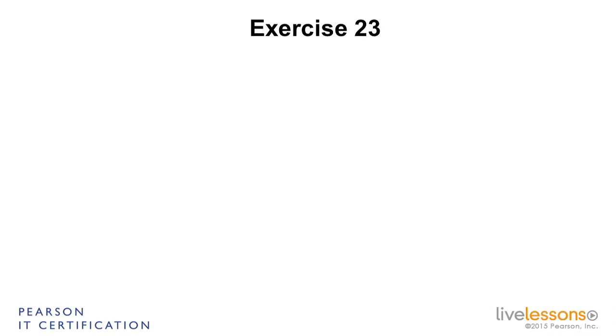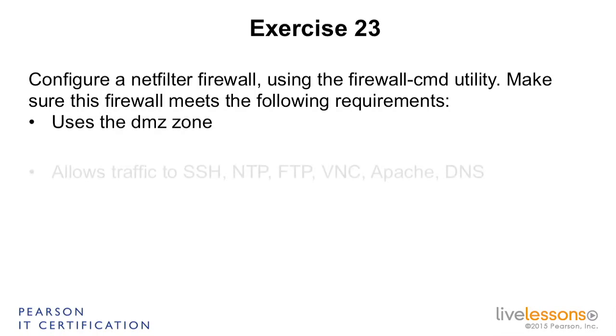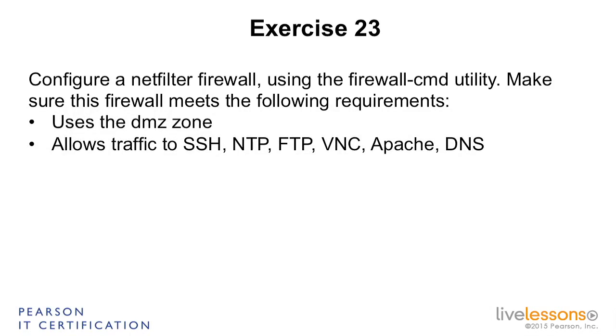So now that you know how to configure a firewall, let's do an exercise. In the exercise, I would like you to configure a netfilter firewall using the firewall-cmd utility and make sure this firewall meets the following requirements. It uses the DMZ zone and it allows traffic in the zone to SSH, NTP, FTP, VNC, Apache and DNS. And that should give you a working firewall to protect your system properly. That's all for the exercise.